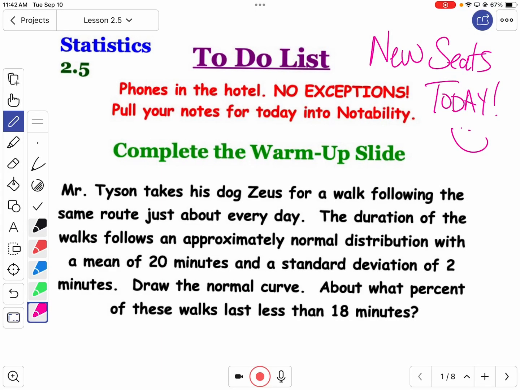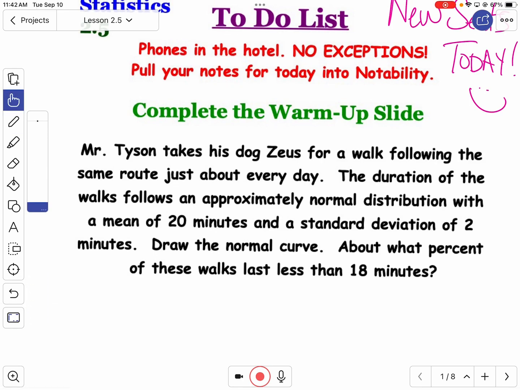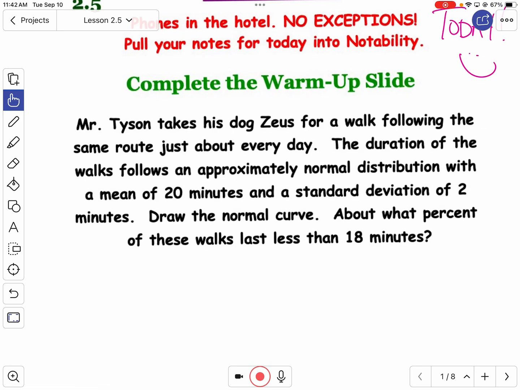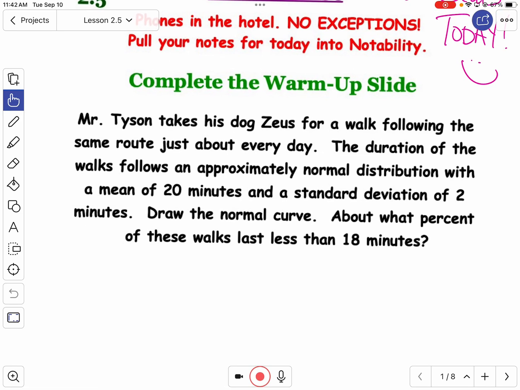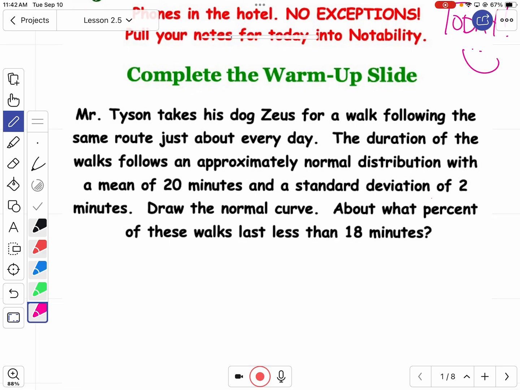Right, so here we go. It just wants us to complete this really quick. It says Mr. Tyson takes his dog Zeus for a walk following the same route just about every day. The duration of the walk follows an approximately normal distribution with a mean of 20 minutes and a standard deviation of 2. And it asked me to draw the normal curve.